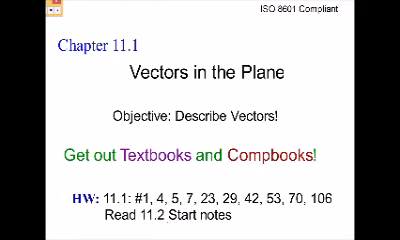Hi everybody, welcome to our introduction on vectors. We're going to start by being able to describe vectors.